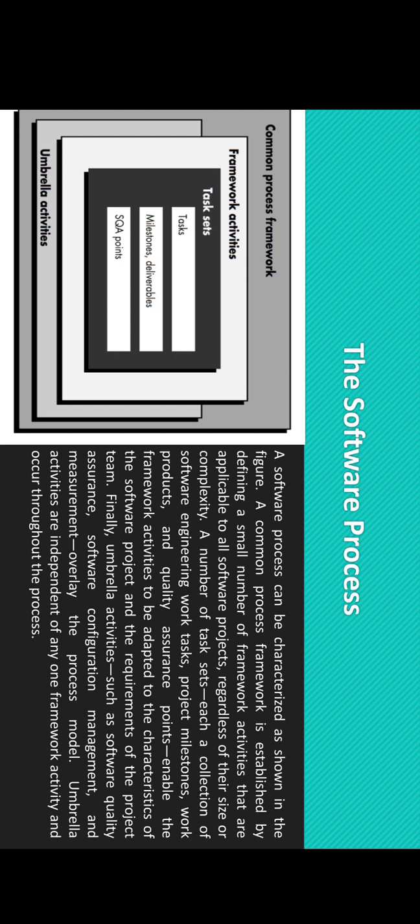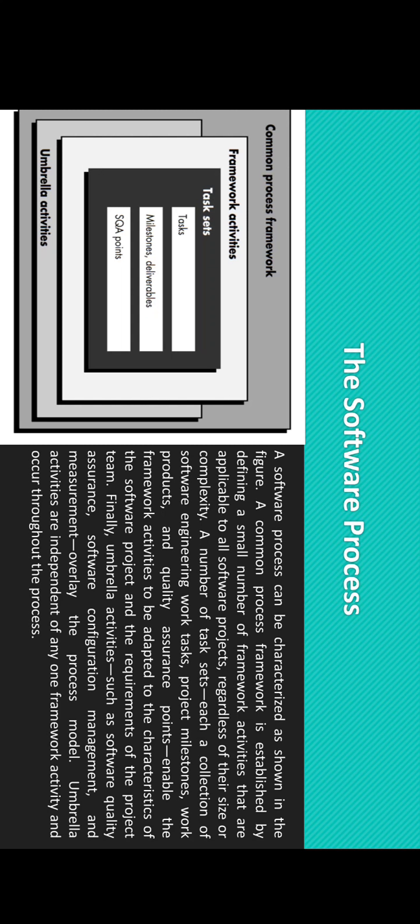Coming to the framework of the common process, it is established by a number of activities that are performed within the region. Those are applicable to all software projects regardless of their size or complexity. Next, coming to the software quality assurance points. These enable the activities to be adapted to the characteristics of the software project and also the requirements that are defined by the project team.